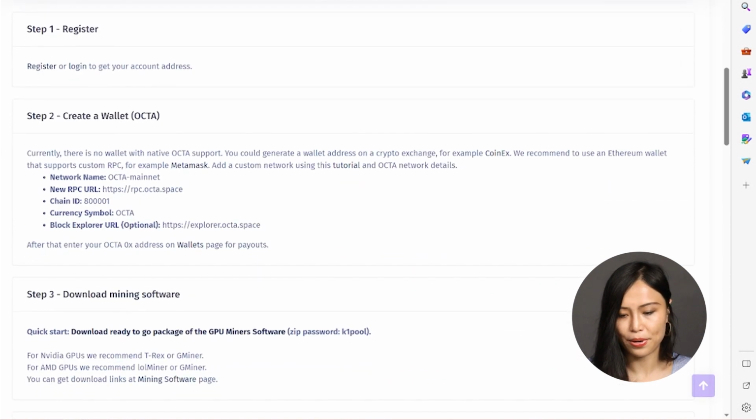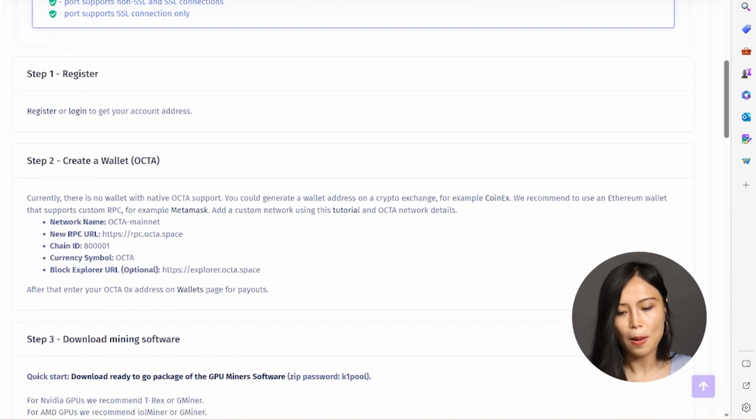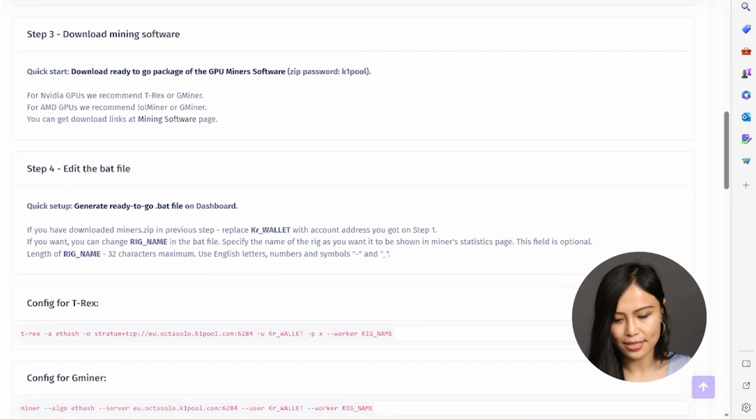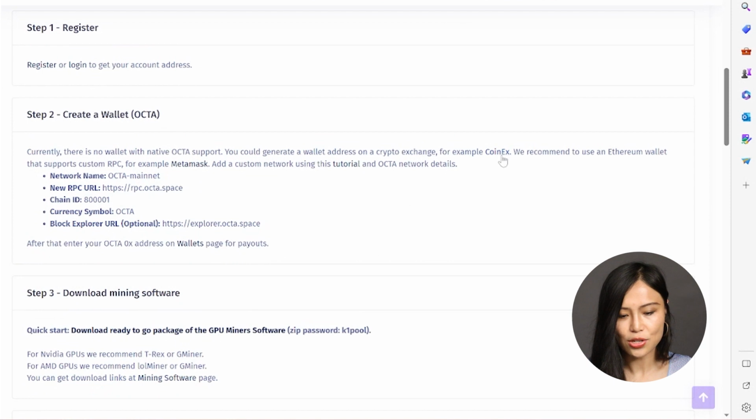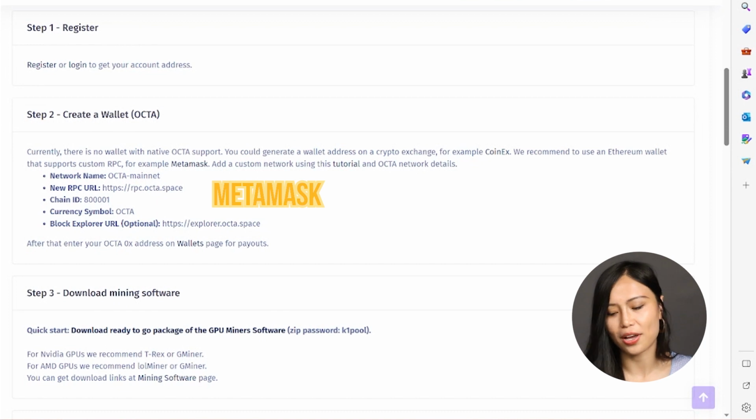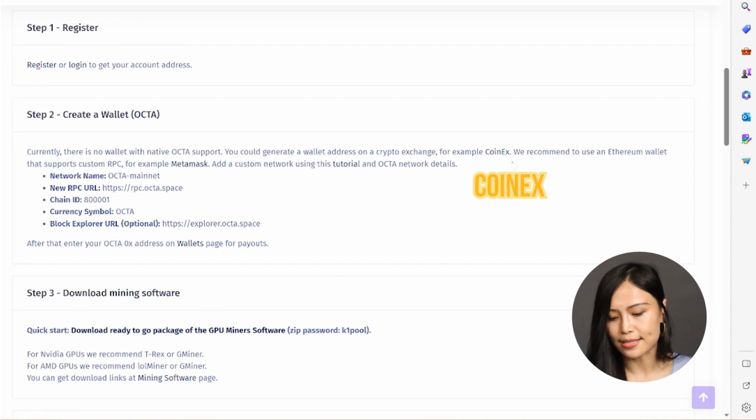Okay, so you have pretty much everything telling you how to mine K1 pool. I will drop that link below in the description. You won't miss it. And for the wallet address, the suggestion over here is MetaMask. So yeah, you can choose it or not. But for the exchange firm, the recommendation here from the K1 pool is CoinX. Yeah, so this is just for information and you won't get lost.